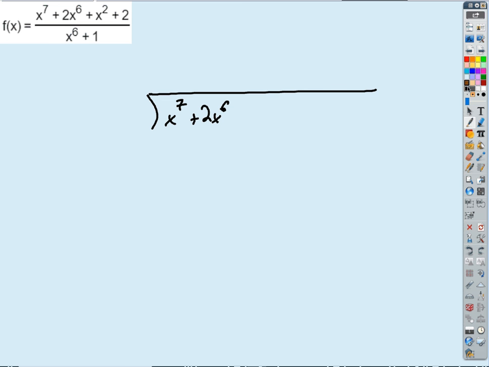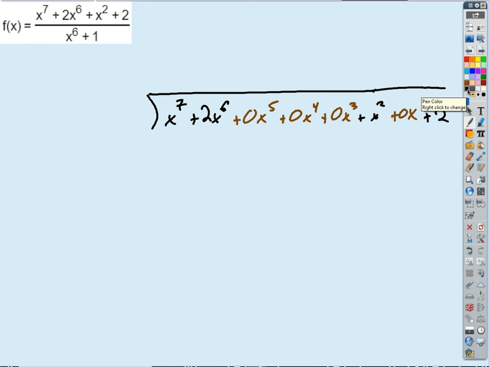So we've got to add this 0 coefficient for x to the 5th, a 0 coefficient for x to the 4th, 0 coefficient for x cubed, x squared. You get a 0 coefficient for x, and then finally we get a plus 2. Okay, what about what's out front?